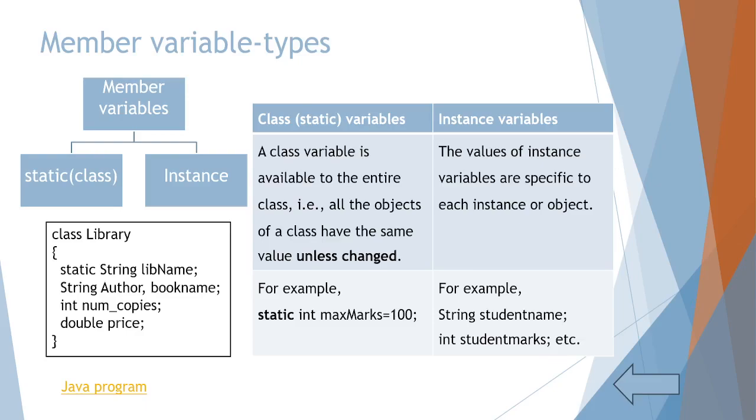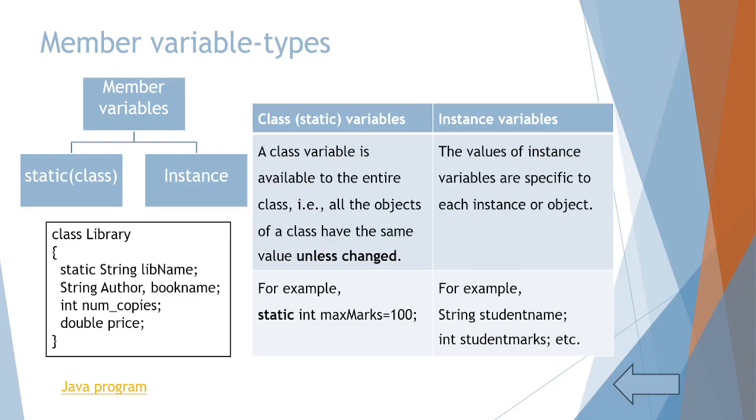But if we don't consider number of copies, then each book has a different author, the book name is different, and the price may be different. But if you see string libraryName, all these books belong to some university library. That library name will be static, meaning for all the books which are present in the library, it is the same. There is one stamp over there. Each book belongs to some university library.